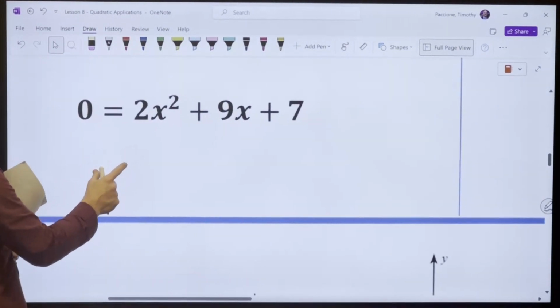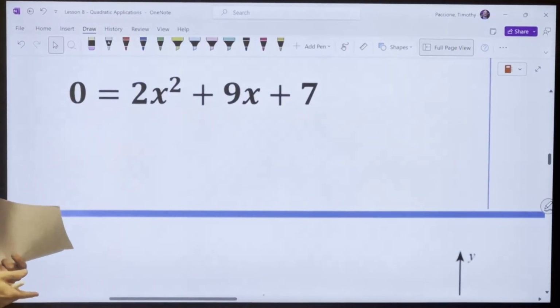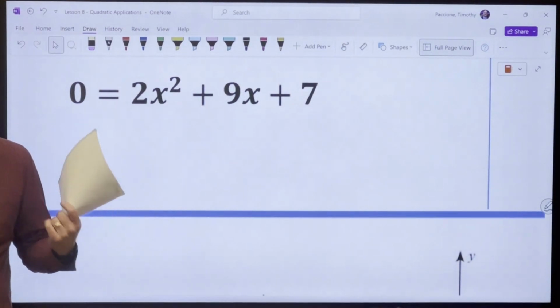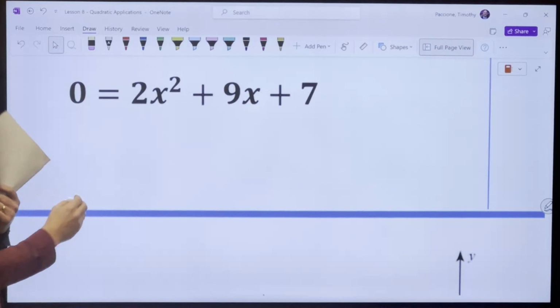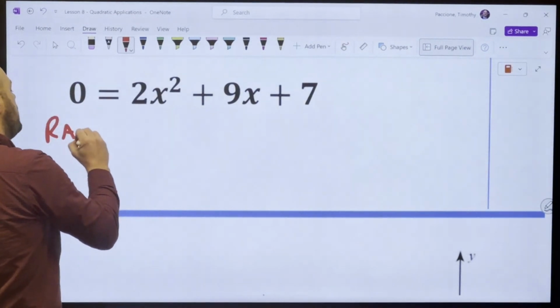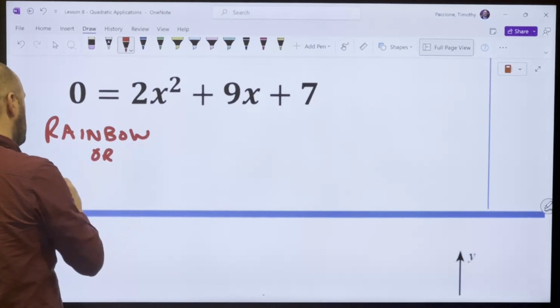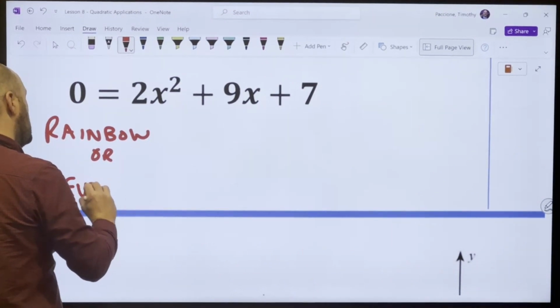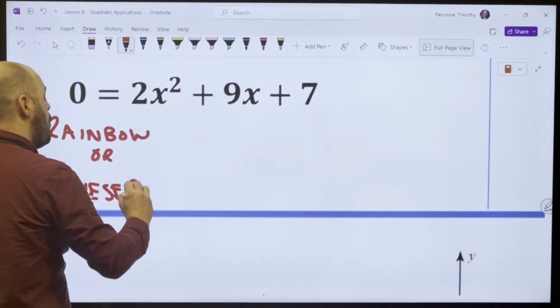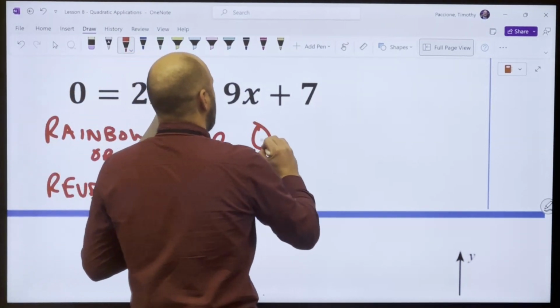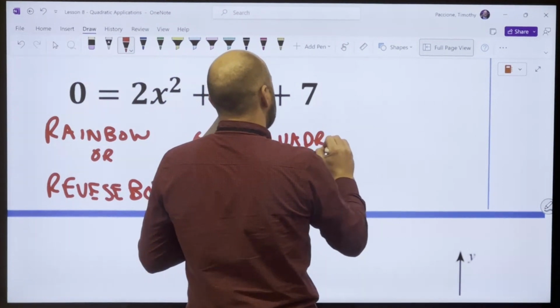Now this one, okay, so I'm looking at it. I know it's in what form? Standard. And then I say, oh, maybe there's a GCF because a is not 1, but there's not. So what are my options here? Rainbow, or reverse box, or quadratic formula.